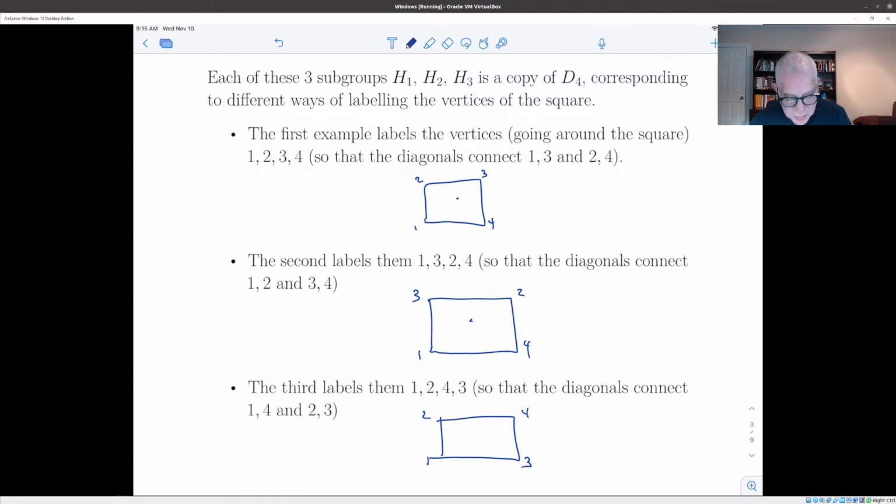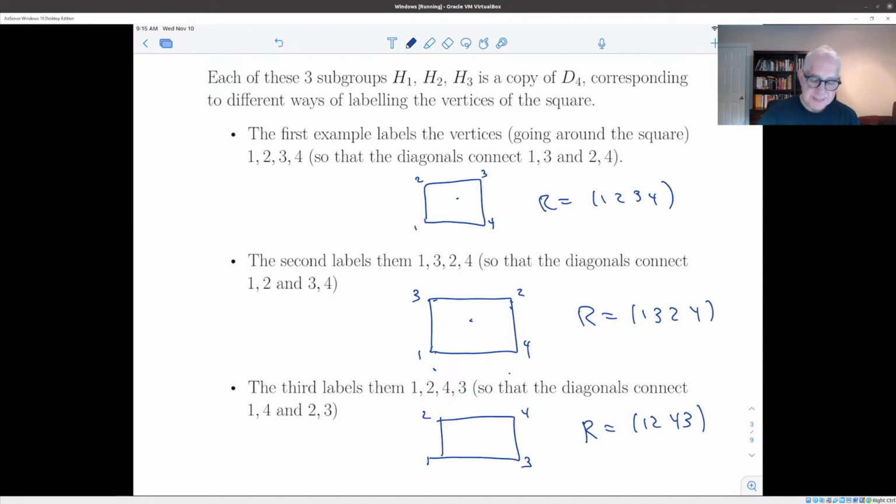And if you construct the dihedral group for the squares, having labeled them in this way, you'll get the 3 examples that I gave before. So in this one, R is 1, 2, 3, 4. In this one, R is 1, 3, 2, 4, because 1 goes to 3, 3 goes to 2, 2 goes to 4, 4 goes to 1 as you go around the square. And here R is 1, 2, 4, 3. And if you work it out, you'll see that these are the 3 copies.